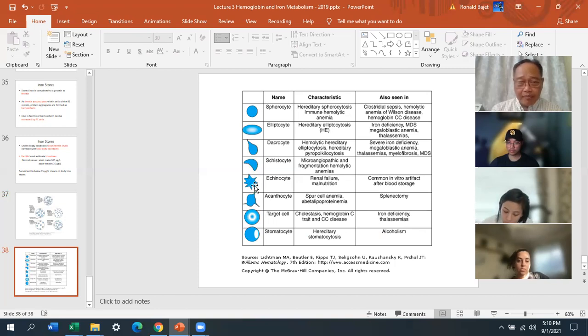Echinocytes are spiny. Echino means like a starfish, the spines on a starfish. The spikes are evenly distributed around the cell. An acanthocyte has irregular spikes, meaning fewer spikes irregularly placed on the red blood cell. Then you have your target cell and your stomatocyte, which is supposed to be like a slit, or it looks like a mouth.